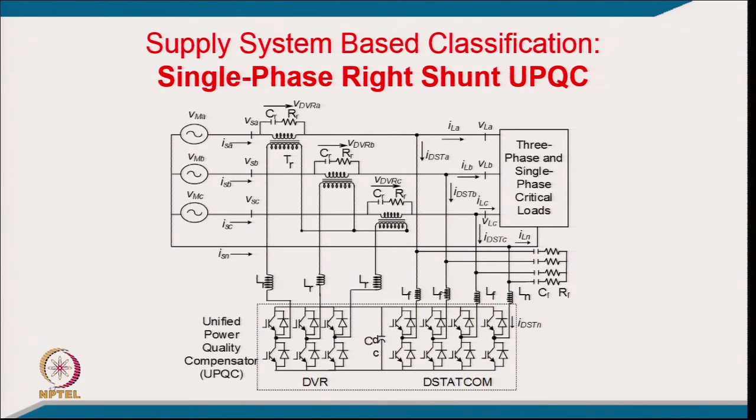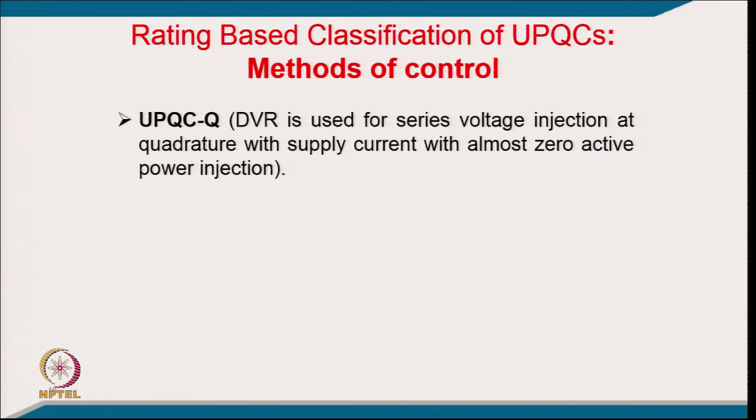And you can think about it like this: the series part is of course 3-wire, but for the D-STATCOM you are considering a 4-wire system to compensate the neutral current locally also, because that is something you can think about when supplying with this UPQC system. Now, that was about the circuit configuration.